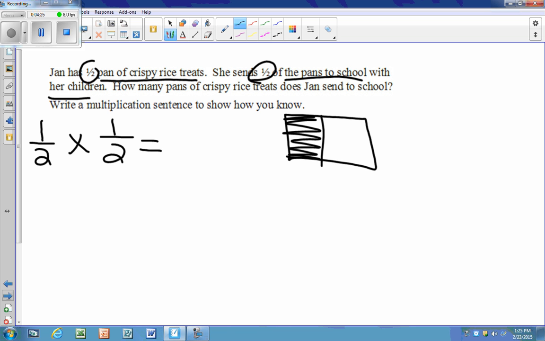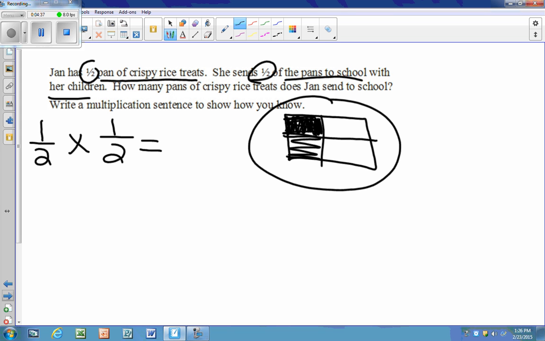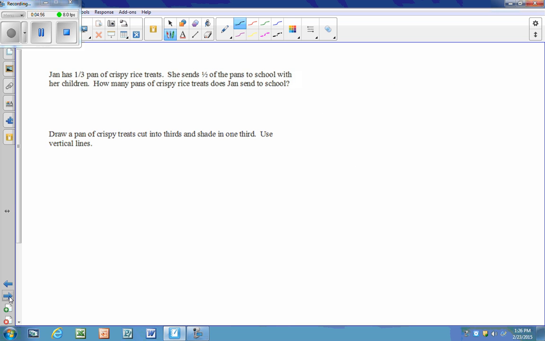So I want to find 1/2 of my half. I have to slice it in half the other way and shade in 1/2 of the half. And of my whole entire pan, what is that shaded section that's dark? It's 1/4. And then I can check. 1 times 1 is 1, and 2 times 2 is 4. And they match. And Jan sent 1/4 of her treats to school. Notice I keep using of her treats, of the pan.